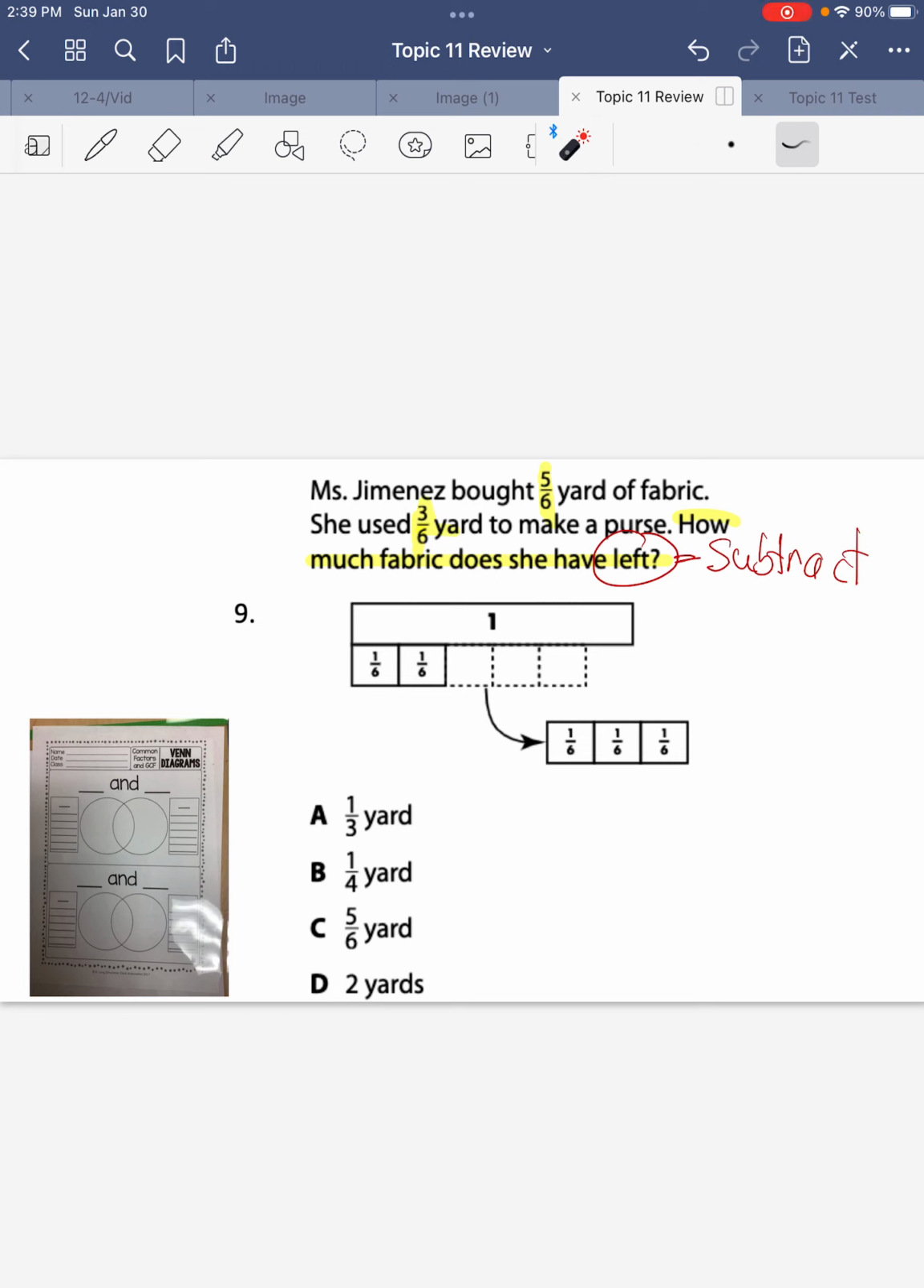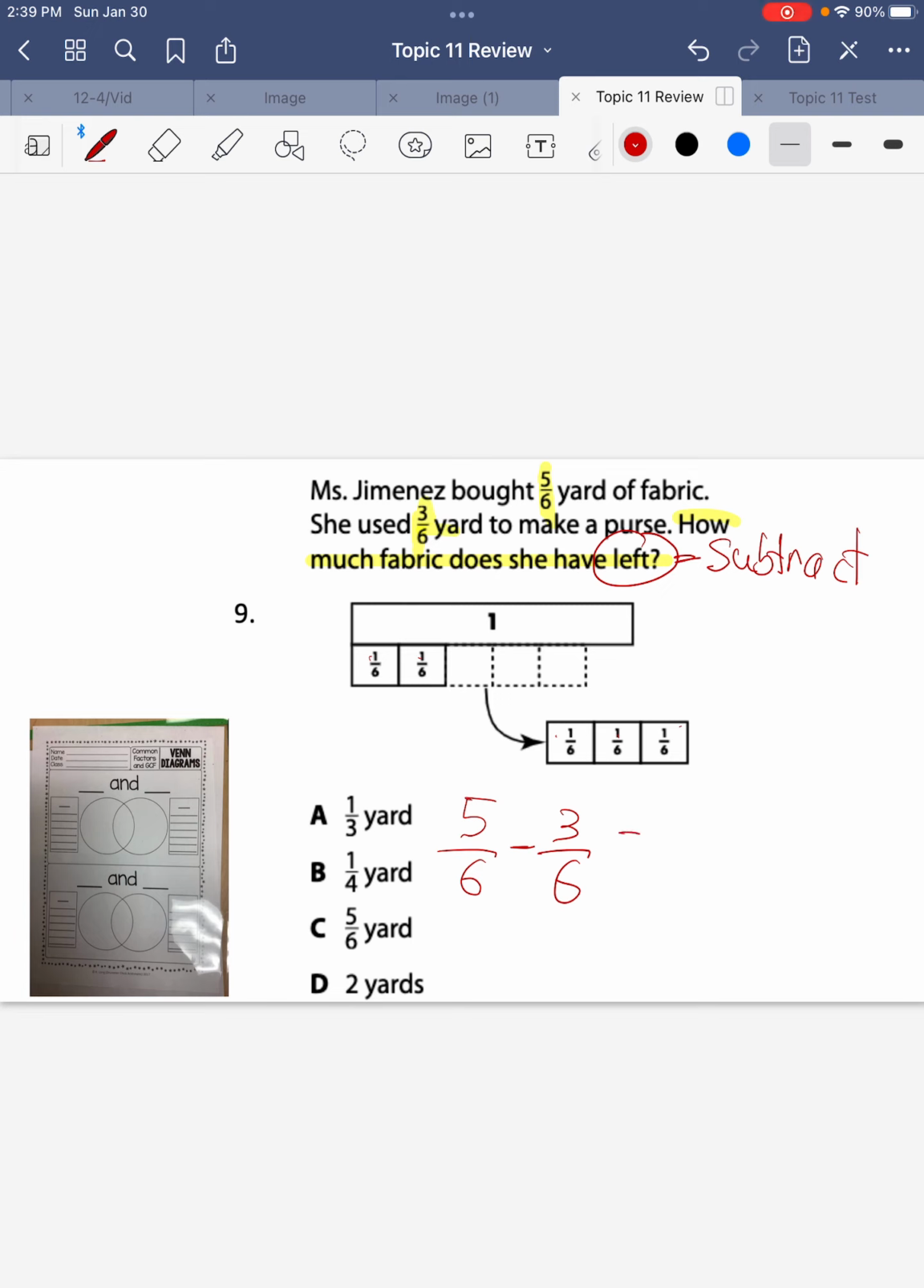And let's look at our model. Our model's telling me that originally these 3 were here, okay? So originally she had 1, 2, 3, 4, 5. She had 5 over 6. And if you look here, I have 5 over 6 here. Then she took out 1/6, 1/6, 1/6, which equals 3 over 6. So I'm going to do minus 3 over 6. That's how much she took out. And if you look here, it says 3 over 6.